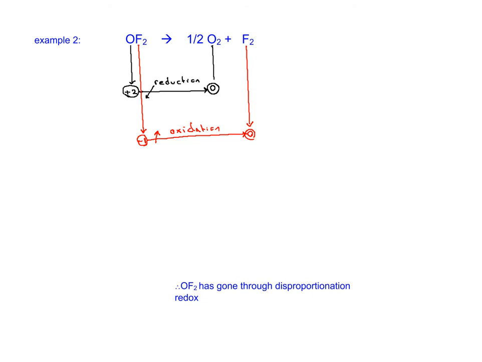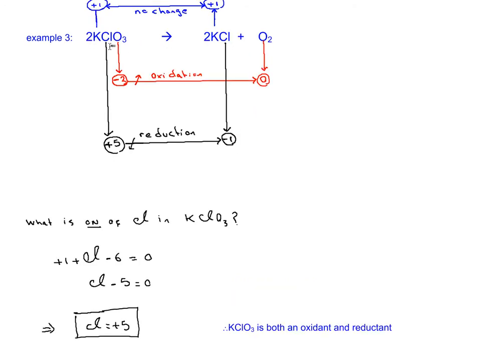Finally, we look at the last example. I have 2 KClO3 becoming 2 KCl plus O2. First, I look at potassium, group 1, +1, potassium group 1, +1. There is no change, so we ignore potassium. Then let's go after chlorine. What is the oxidation number of chlorine? I'm working this out here for those of us who are a little bit questioning this. What is the oxidation number of chlorine in KClO3?